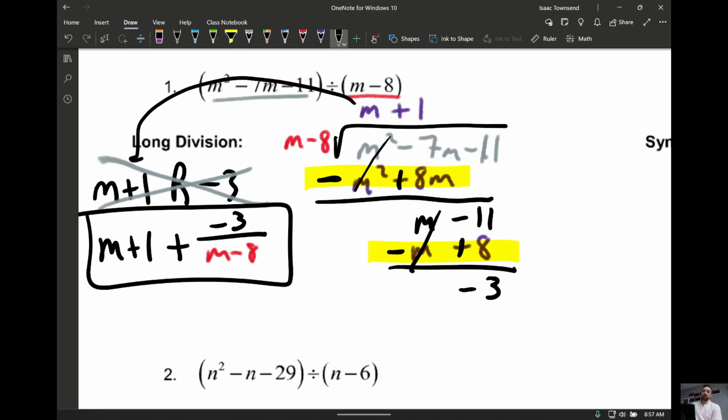Okay, finish copying this one down, and then I'm going to do one more long division for you in question 2, and then I'm going to ask you to try it in question 3, then we'll come back and do synthetic division.